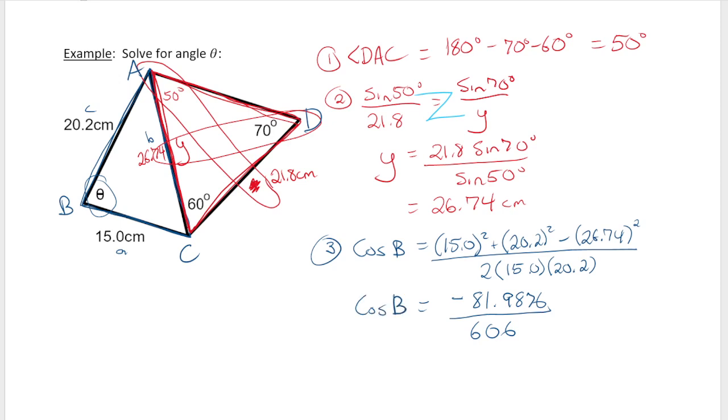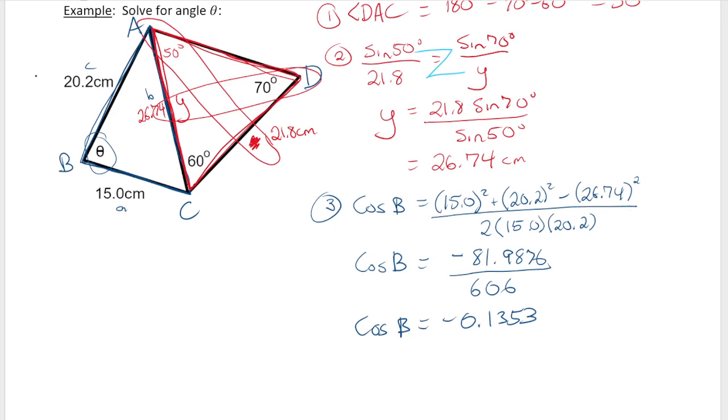So that's still cos of b. So cos of b is equal to negative 0.1353 if we round it to 4 decimal places. And then to get b, we do the cos inverse of both sides, and you get b is equal to 98 degrees. And angle b is angle theta, so that is our final answer, and we're done.